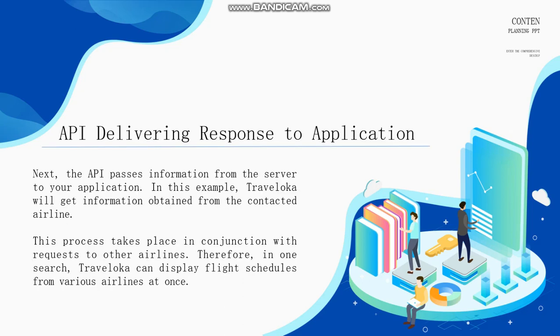Next, the API delivers the response to the application. The API sends information from the server to your application. In this example, Traveloka will get information obtained from the contacted airline. This process takes place in conjunction with requests to other airlines. Therefore, in one search, Traveloka can display flight schedules from various airlines at once.